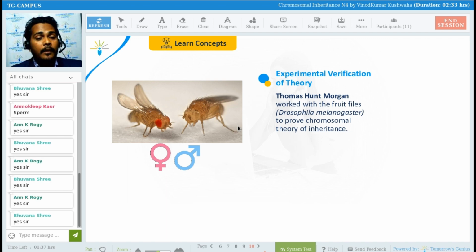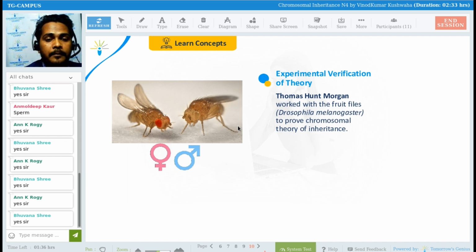Now, this theory was explained by Sutton and Boveri, but the experimental verification of this chromosomal theory was actually given by Thomas Hunt Morgan. He is another scientist who worked on Drosophila melanogaster. It is a fruit fly. You can see this is a fruit fly.